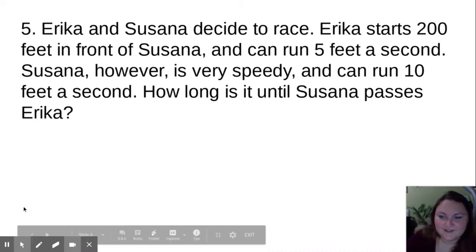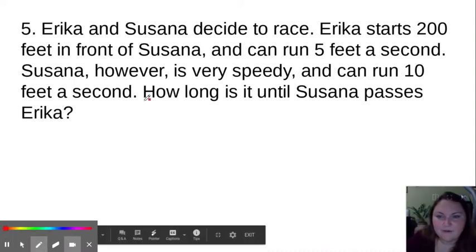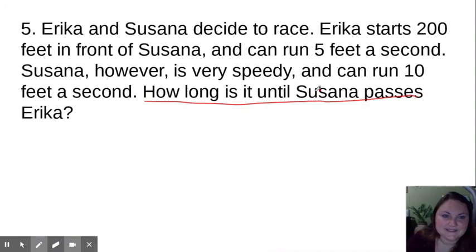All right. So in order to write our inequality, we've got to think about what this means. Another way to say Susanna passes Erica, what does that mean? Well, it means that Susanna's distance she's moved is greater than Erica's distance, right? Susanna is further ahead than Erica. I'm going to abbreviate Susanna with an S. We want Susanna's distance to be greater than Erica's distance.